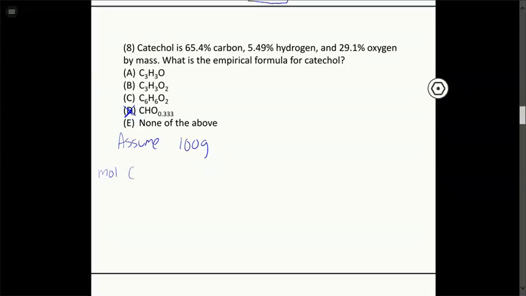So the moles of carbon, if we have 65.4 grams, we just use the atomic masses from the periodic table to convert grams into moles. So for carbon, that's 12.01. And so this corresponds to 5.45 moles of carbon.